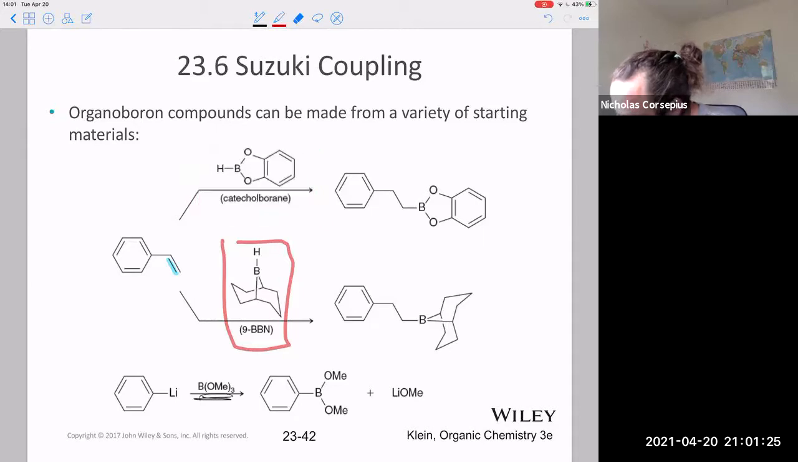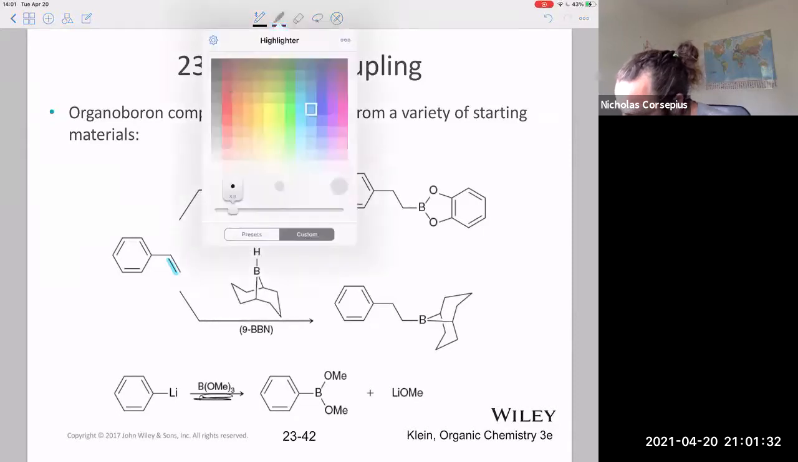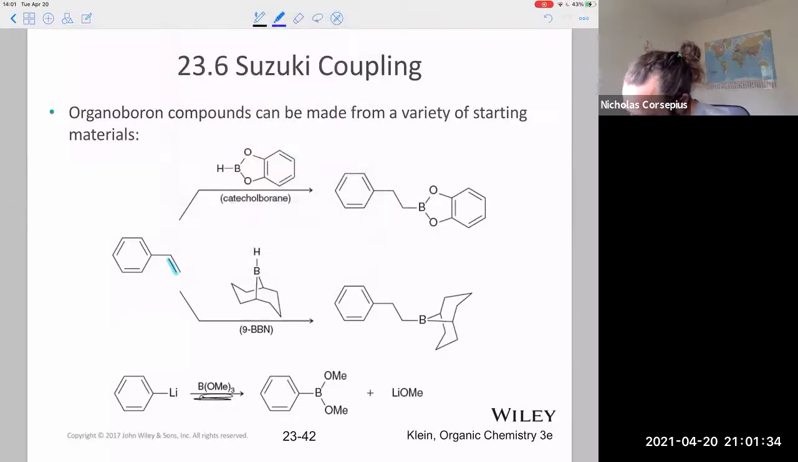Anyway, it could just react with the pi bond. Notice that it breaks that pi bond. So here, if I'm keeping track of carbons, this carbon that was on the tip there is now what's going to be attached to my boron.